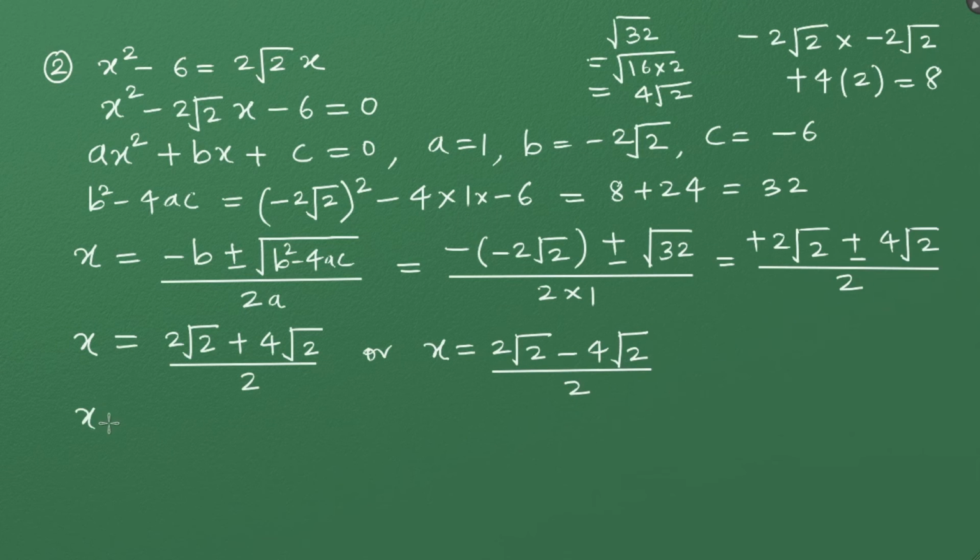Let's simplify this. Now 2 times square root 2 plus 4 times square root 2 will give 6 times square root 2 divided by 2 as it is, and this is going to give 2 minus 4, meaning it is minus 2. Minus 2 times square root 2 divided by 2.